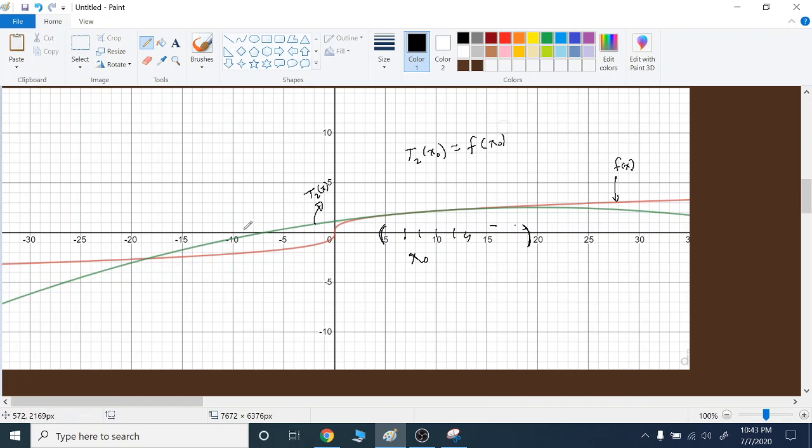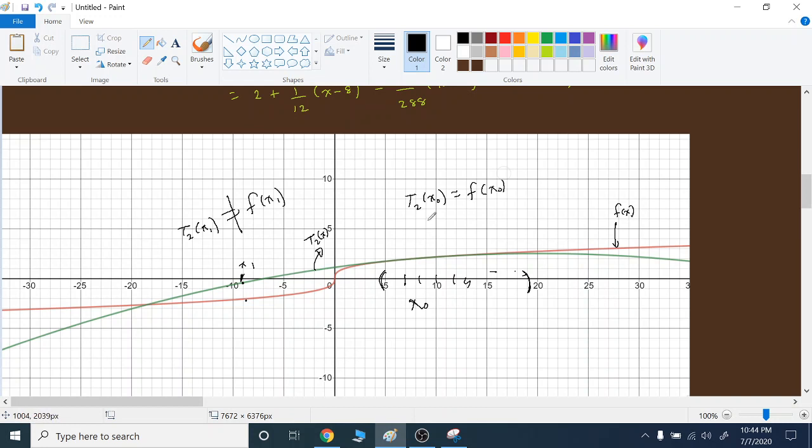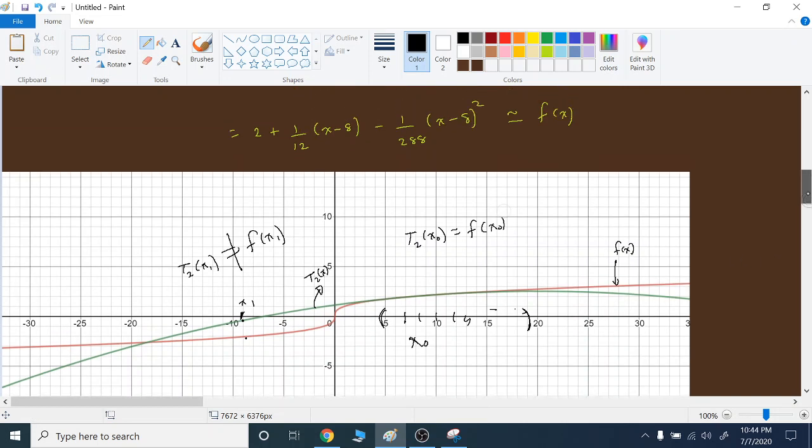But say for instance, if we choose an x value somewhere here, let's name it x1, then there will be a very big difference between the actual value and the value you obtain by substituting it in the second degree Taylor polynomial, and these two are not at all equal, right? But here it's very close to each other. So basically what we can say is, for a certain region, this second degree Taylor polynomial will be a very good approximation for our original function.